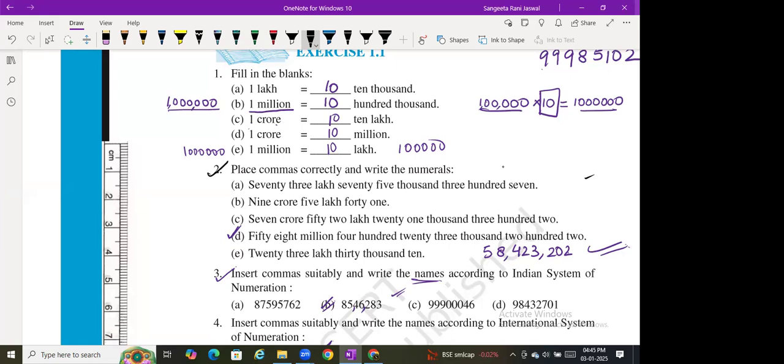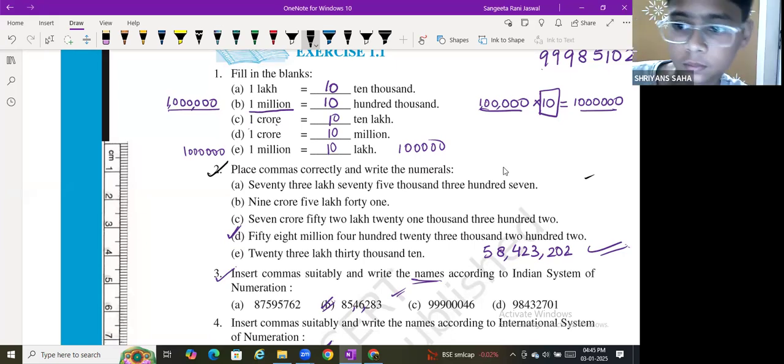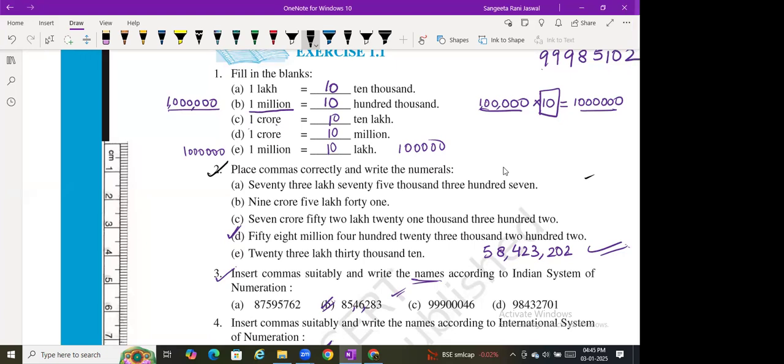Done? 12 lakhs. Okay. Adya, tell me the first one. Yes. Do I have to read it? Yes, tell me the numeral.